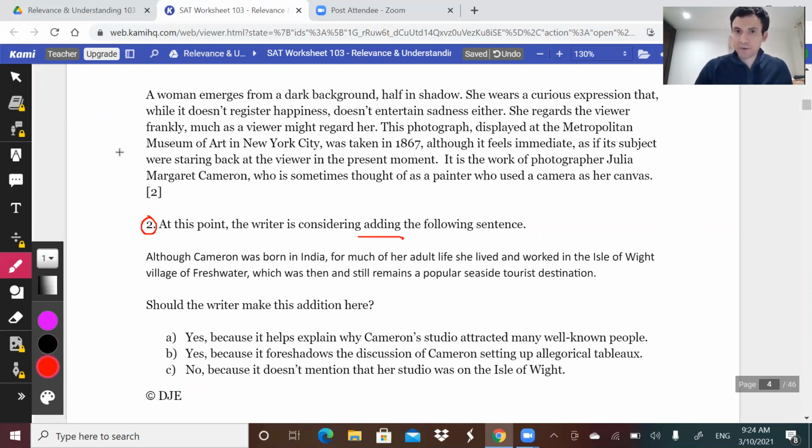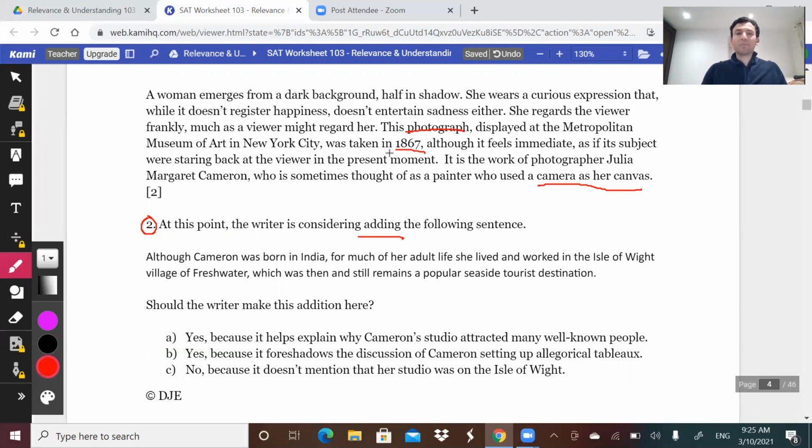So a woman emerges from a dark background, half in shadow. She wears a curious expression that, while it doesn't register happiness, doesn't entertain sadness either. She regards the viewer frankly, much as a viewer might regard her. This photograph, displayed at the Met in New York City, was taken in 1867, although it feels immediate, as if its subject were staring back at the viewer in the present moment. It is the work of photographer Julia Margaret Cameron, who is sometimes thought of as a painter who used a camera as her canvas.